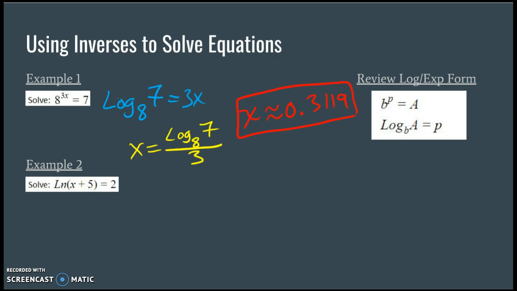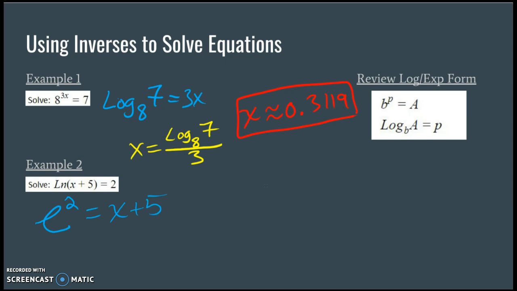So in the second example, I see a natural logarithm. I see the ln of x plus 5 equals 2. So if I want to solve this equation, I need to convert it from log form into exponential form. And as we previously discussed, the base of a natural log is just the natural number e. So I would rewrite this equation as e to the second power equals x plus 5.